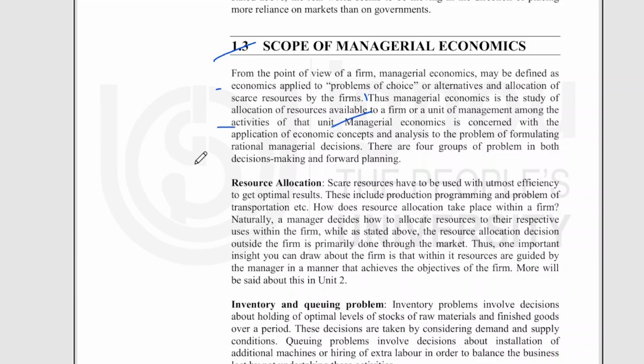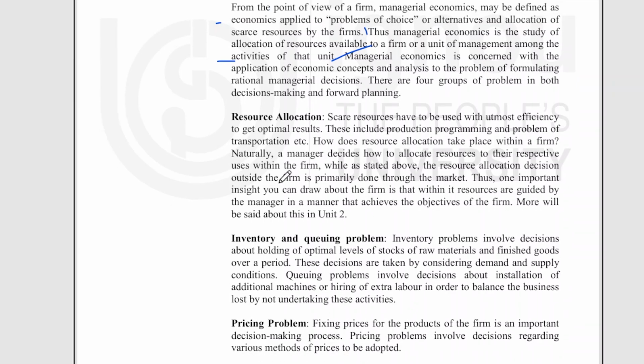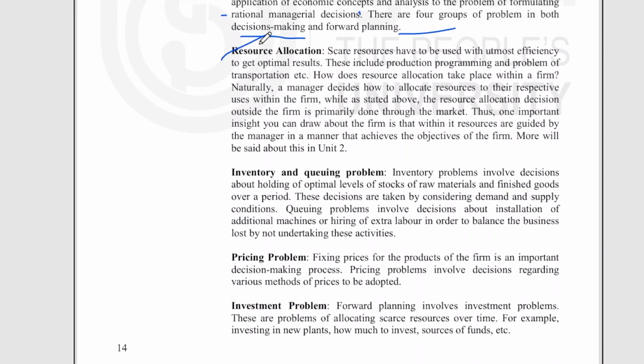And managerial economics is concerned with the application of economic concepts and analysis to problems of formulating rational managerial decisions, and there are four groups of problems in both decision making and forward planning. One is resource allocation. Scarce resources have to be used with the utmost efficiency to get optimal results, and these include production programming and problems of transportation, etc.